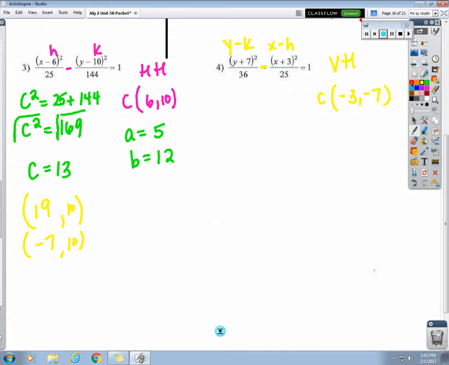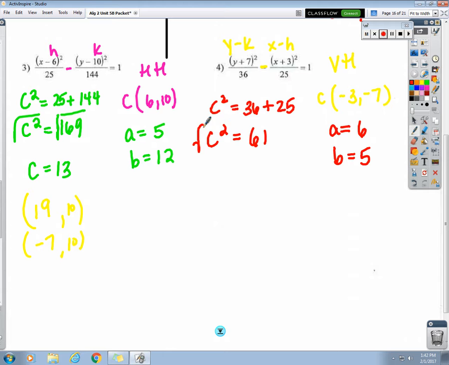Okay, so now, with hyperbolas, A is always on the left, B is always on the right. So what's your A value? What's your B value? And with hyperbolas, it's c squared equals a squared plus b squared, which would be 36 plus 25. And then what does that total up to? And then what do you do to solve for c? Yeah, with hyperbolas, you add those together. With ellipses, you subtract them. Because with ellipses, you want them to stay inside. So you subtract, so it'll be a smaller amount. With hyperbolas, you want them to go on the outside, so you add. Okay, so now c equals what? What is the square root of 61?